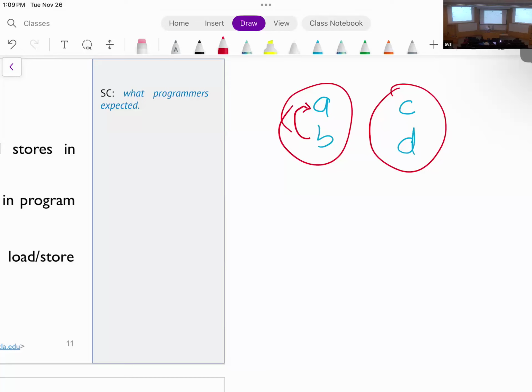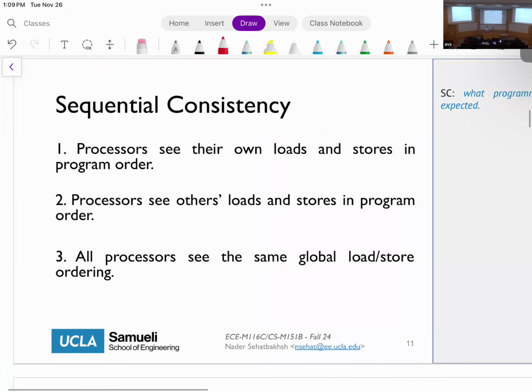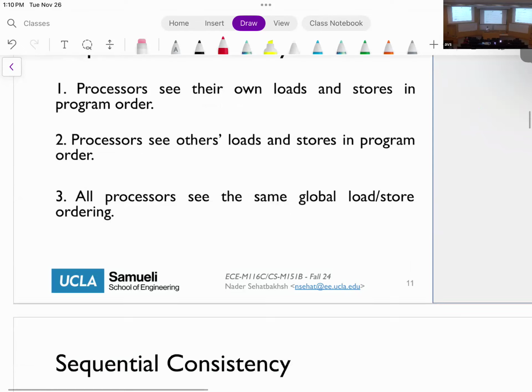Okay. All right. So sequential consistency, or sometimes called SC, is the best possible thing that a programmer can see, right? Because it basically tells you, don't worry about reordering at all. Just focus on the race conditions in your program. Nothing else will happen in your program. Okay?